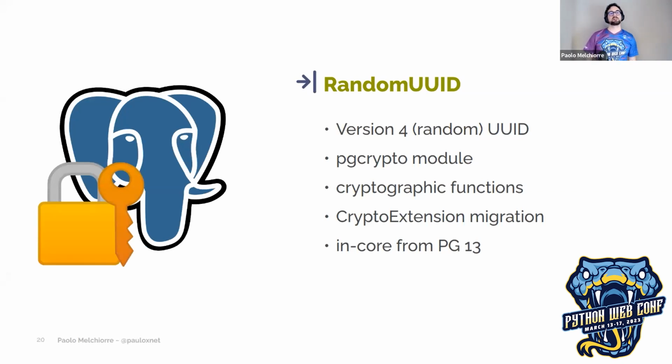The RandomUUID database function returns a version 4 random UUID. It's contained in the pgcrypto module that provides cryptographic functions for Postgres. It can be activated using the CryptoExtension migration operation. And from version 13 of Postgres, this function is included in the core.